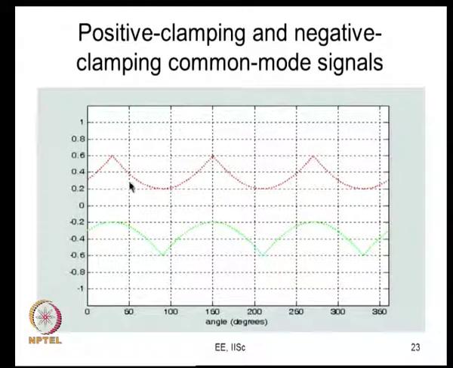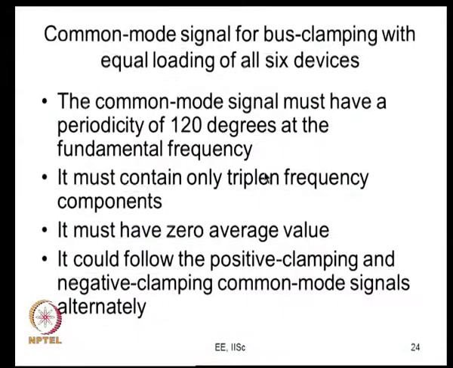Which 60 is the only question. You can follow this from 0 to 60, 60 to 120, 120 to 180, or you can follow this 30 to 90, here 90 to 150, and so on and so forth. That leads to different kinds of bus clamping PWM methods. This is something which we have seen before.